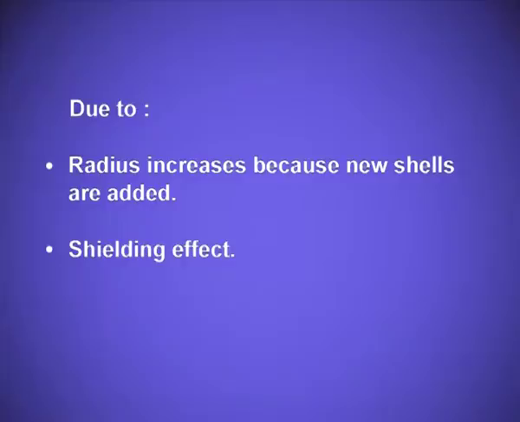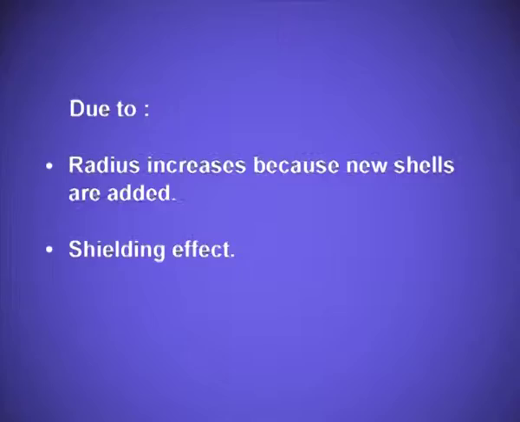Shielding effect. The shielding effect is also known as the screening effect. Now, what is the screening effect? Actually, what happens? The inner electrons act as a wall. They screen the nuclear charge from reaching the valence electrons. These inner electrons act as a hurdle, and the effective nuclear charge does not reach the valence electrons.